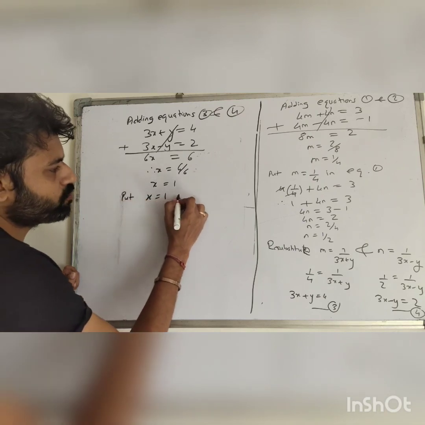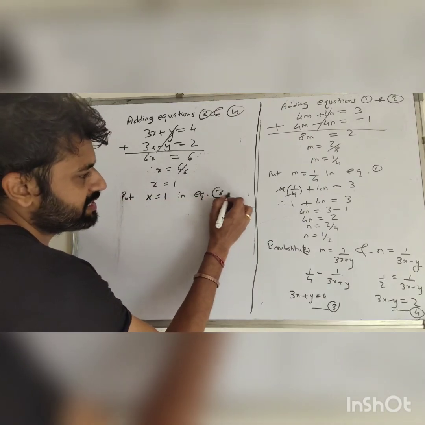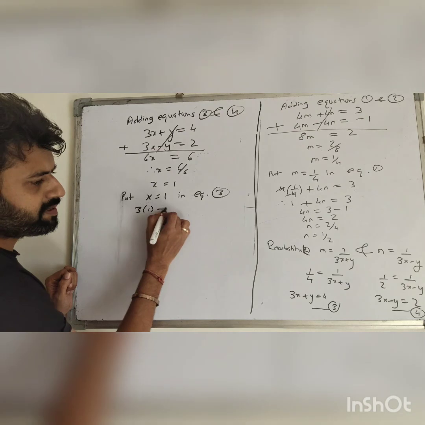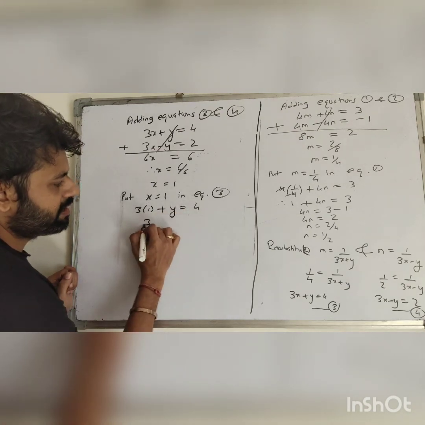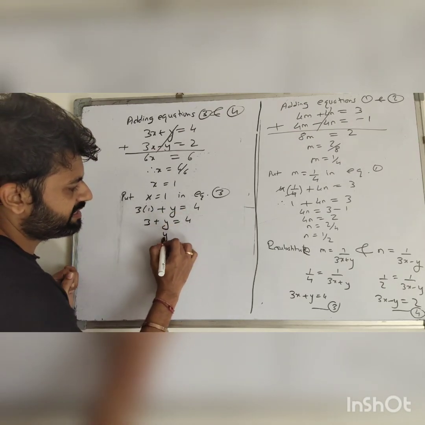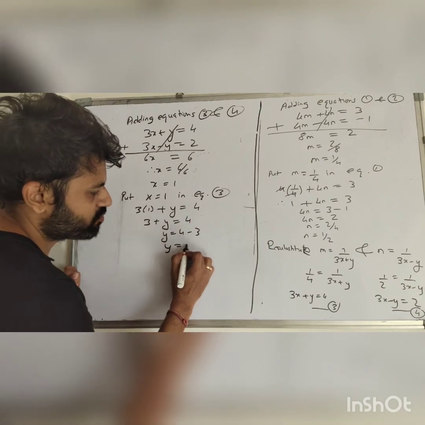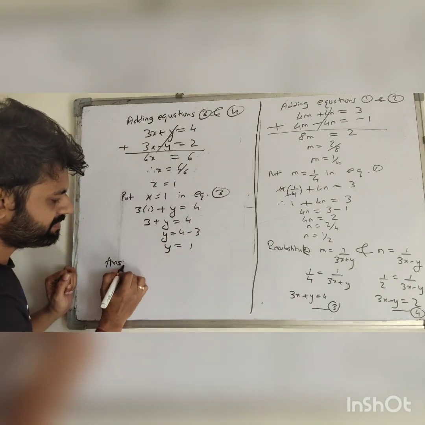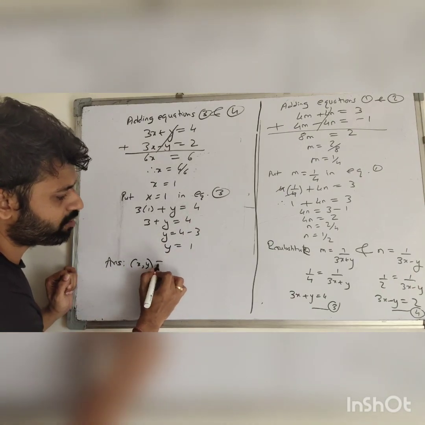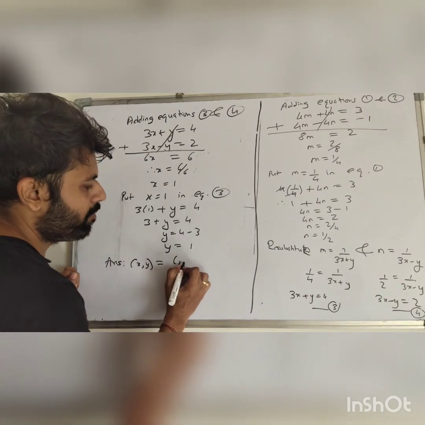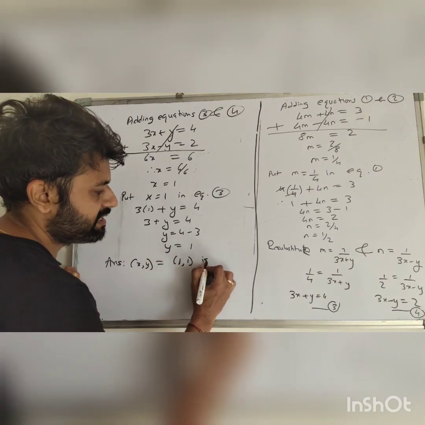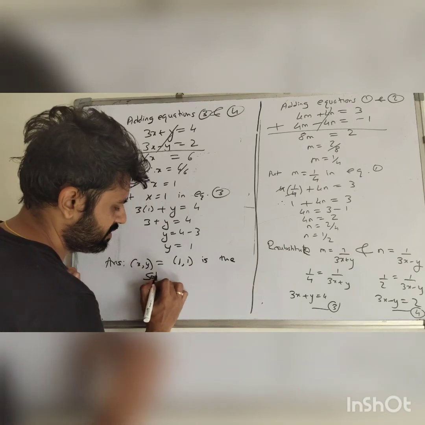Put x is equal to 1 in equation number 3. 3x plus y is equal to 4. 3 plus y is equal to 4. y is equal to 4 minus 3. y is equal to 1. We complete the sum. The answer, we can write x comma y is equal to 1 comma 1 is the solution.